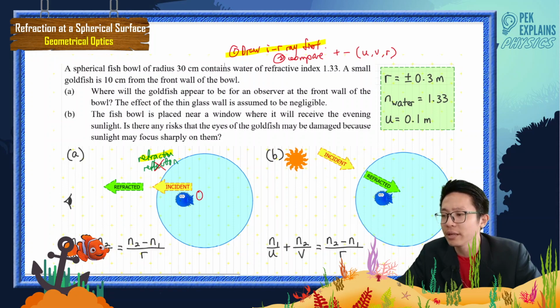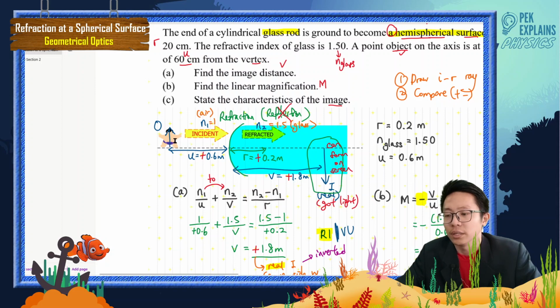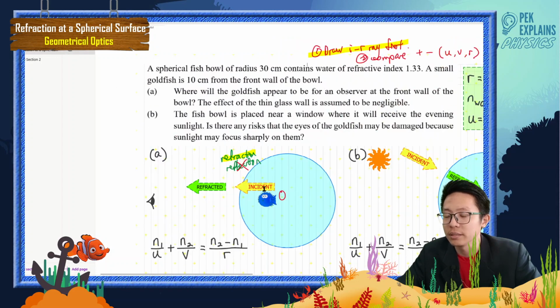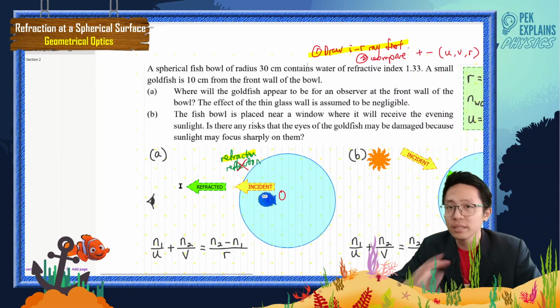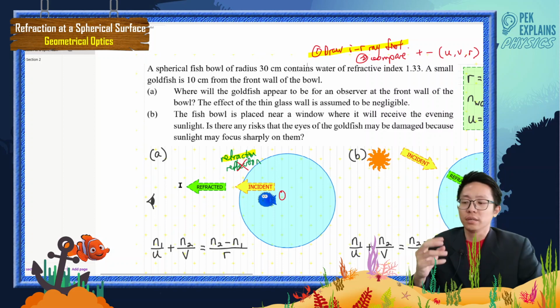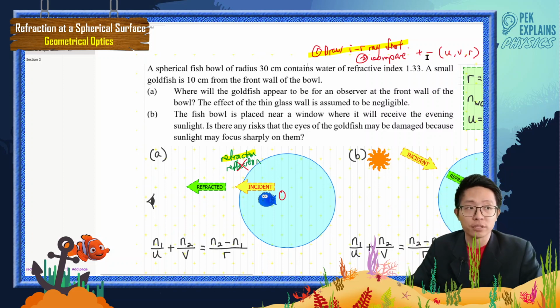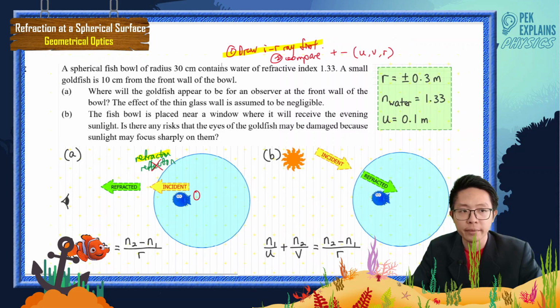So the incident ray and the refracted ray also become opposite. This one, the incident ray is from outside going to inside, and this one, the incident ray is from inside going to outside. All this is a very big change. All these affect the positive and negative sign. You must know the light comes from where to where. Okay, this is the first step.